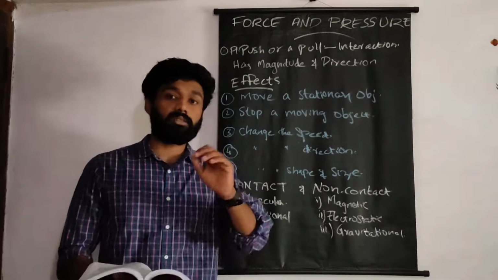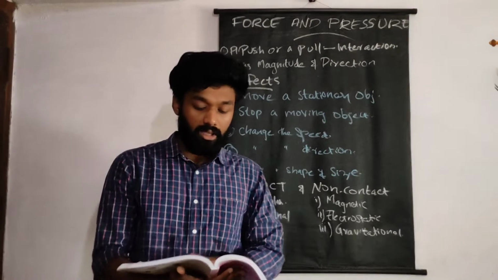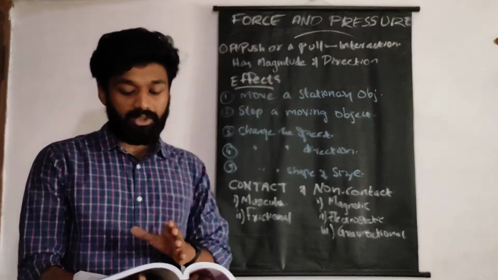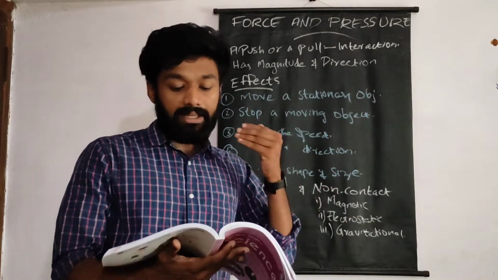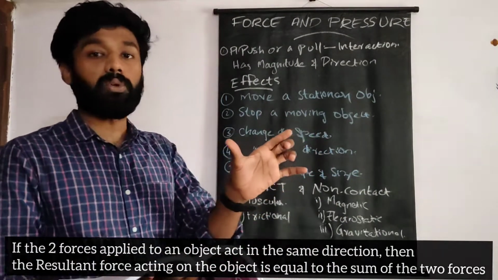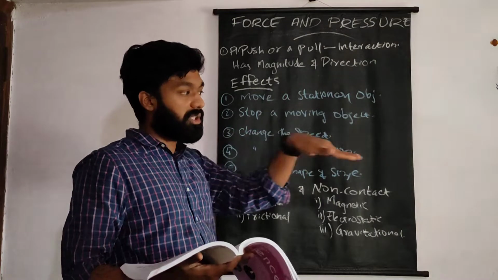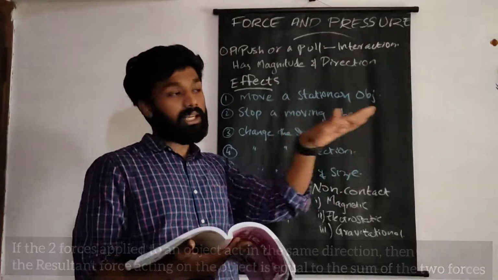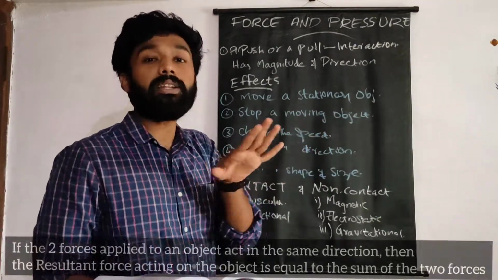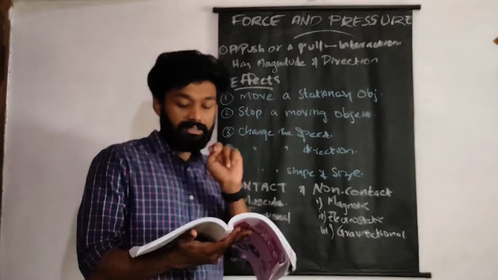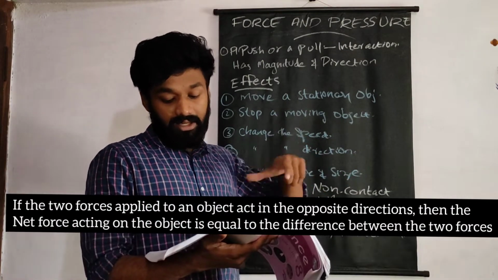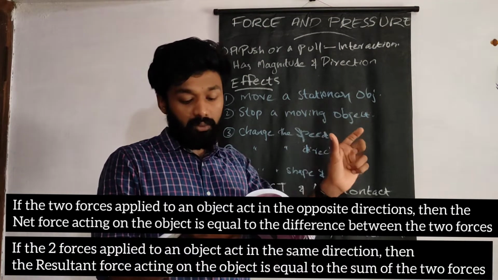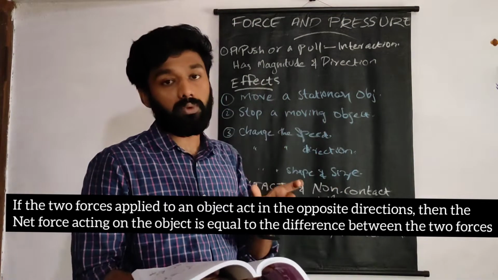Just listen to these sentences. If two forces applied to an object act in the same direction, then the resultant force acting on the object is equal to the sum of the two forces. That means if two persons are pushing or pulling in the same direction, the resultant force would be the sum of those two individual forces. Second case, if the two forces applied to an object act in different directions, the net force acting on the object is equal to the difference between the two forces.